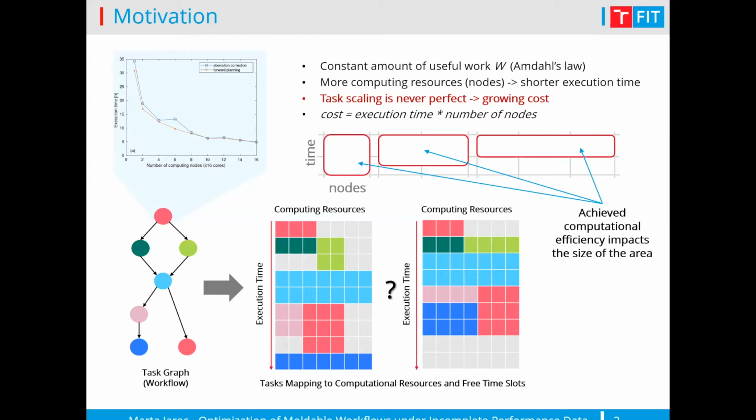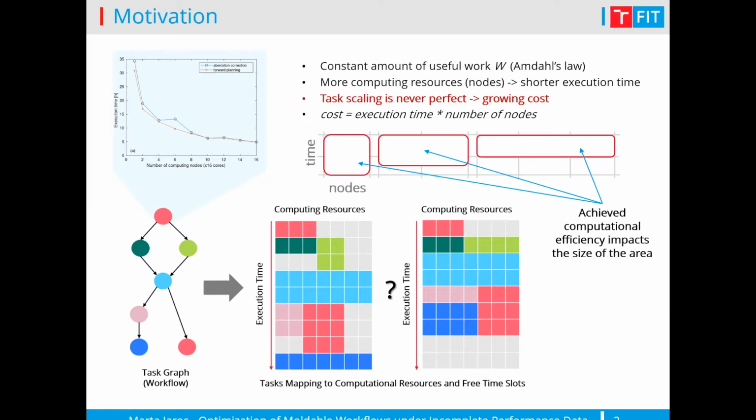So workflows or task graphs represent executed tasks and their relations. Those workflows include heavy parallel tasks being able to be executed over multiple computational nodes. And the way we select the number of execution nodes for each task in this workflow impacts the final mapping of tasks to computational resources, as you can see here. In other words, it has an impact on the overall execution time and cost.